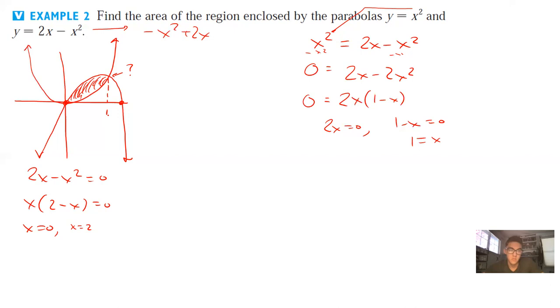All right, now which one's the top function? Which one's the bottom function? 2x minus x squared is the top function. Perfect. So, oh man, this gets a little complicated. Notice we're going from 0 to 1. And we have the top function, which is 2x minus x squared, right? Minus, oh boy, minus what's the bottom function? And all that dx.